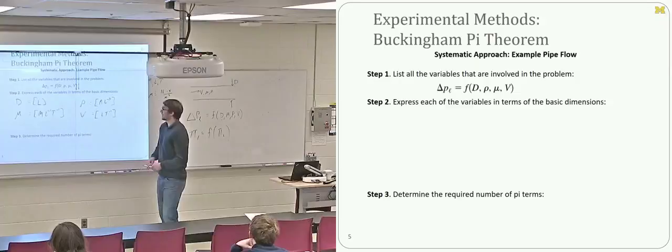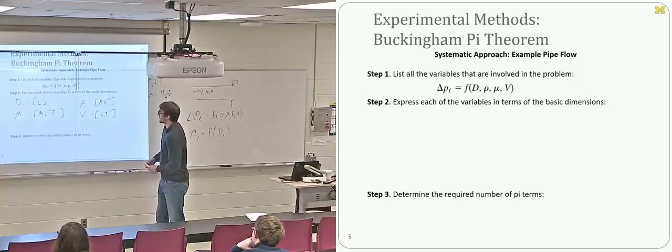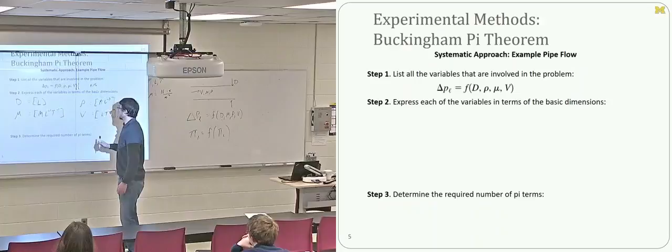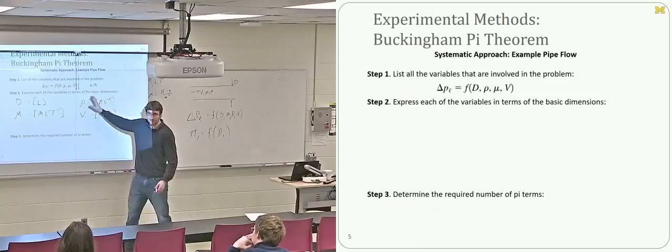All right. So next step is determining the number of required pi terms, which means figuring out our values of k and our values of r. K is going to be what? 5. And then r: how many of our mass, length, time terms? So of these three, how many are needed, are included if you look at all of this?